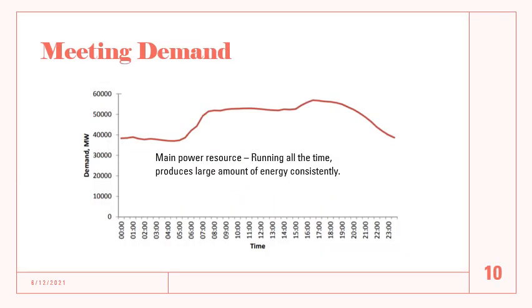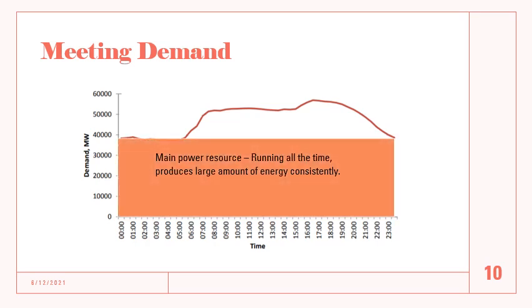Let's look at how electricity companies meet the change in demand in electricity. The demand for electricity never drops below a certain amount, even at night. So electricity companies have some power stations that are switched on all of the time, and it is important that they produce at least this amount of electricity consistently.